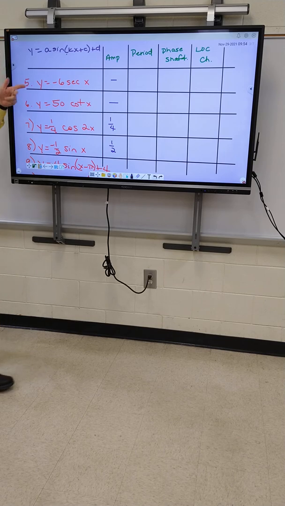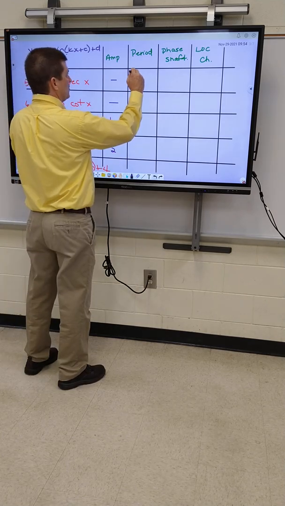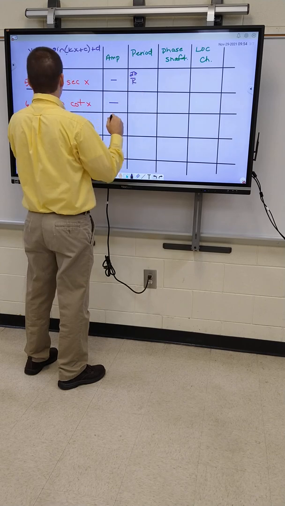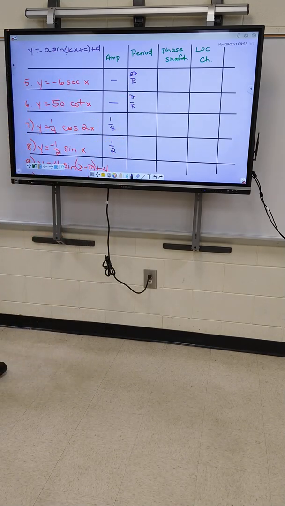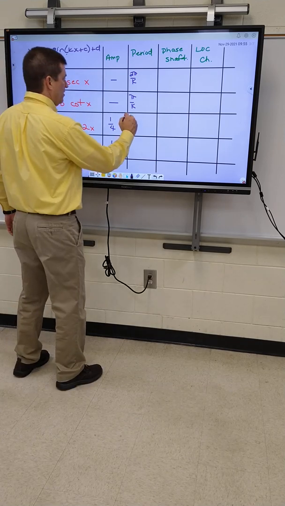Now this says secant. Was that one of the formulas that was different? No. Secant and cosecant are the same. The only ones that are different are tangent and cotangent. So this formula is still 2 pi over k, but number 6 is just pi over k. Are there any more? I don't have any more up here. So make sure you don't get mixed up on that.